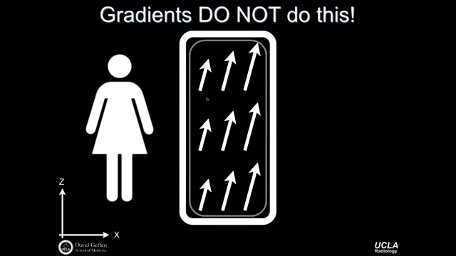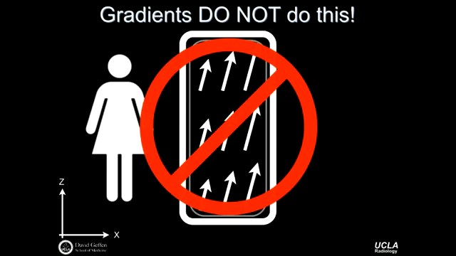To generate fields like this, I would have to have a very different set of gradient coils that could actually generate a magnetic field component in the x direction. We don't have any Bx components, at least in the idealized sense. We'll talk about some non-idealities a little bit later. So gradients don't do that. Don't pretend that they do.